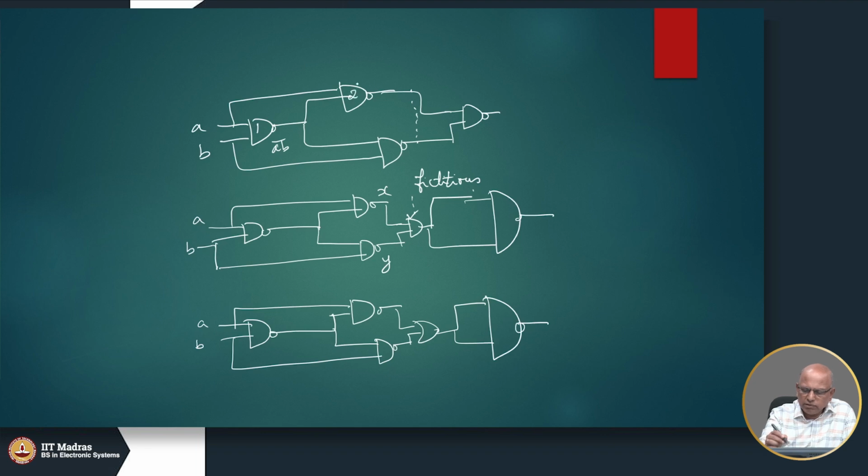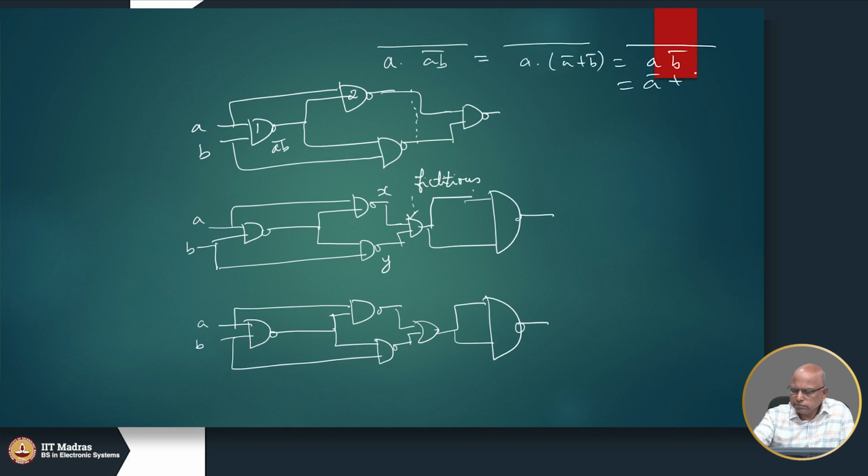The output of the second gate will be A dot (AB) bar bar, which we can simplify. A dot (A bar plus B bar), which is, A dot A bar is 0, so we can simplify this as A bar plus B. And by symmetry, this one will be B bar plus A.